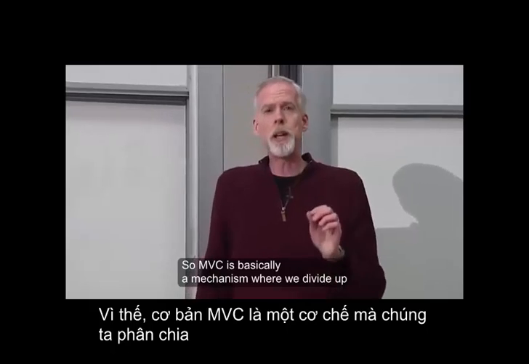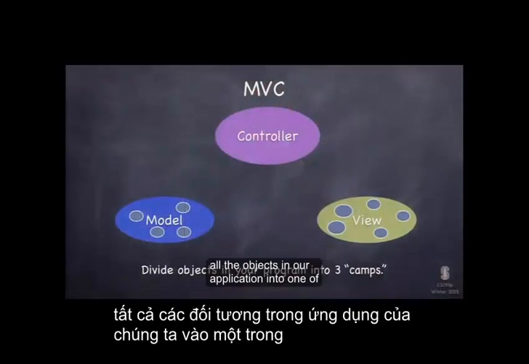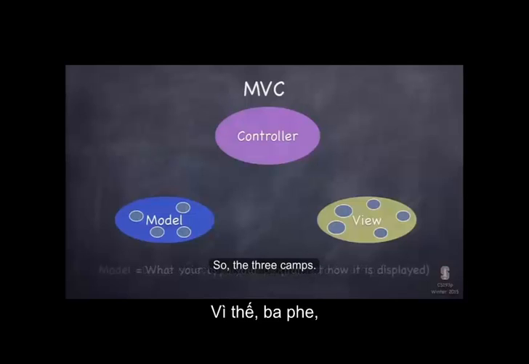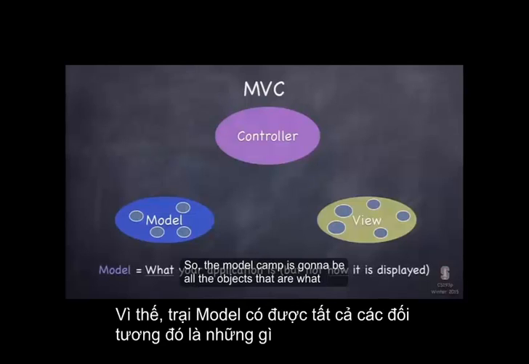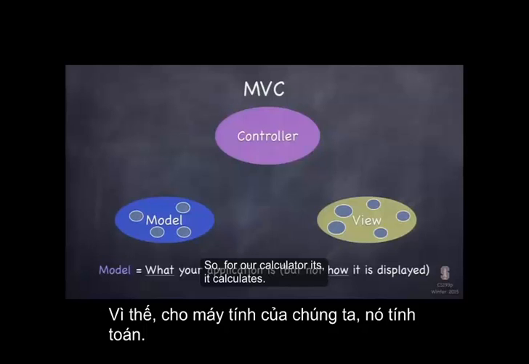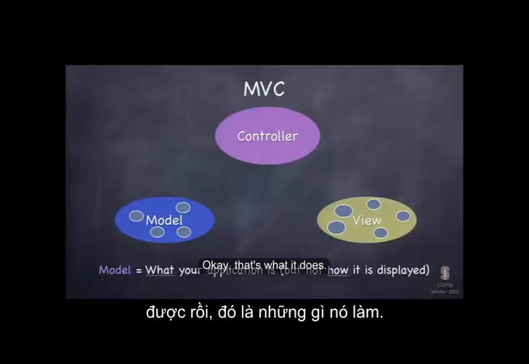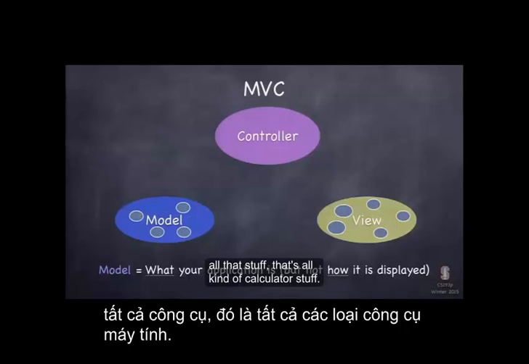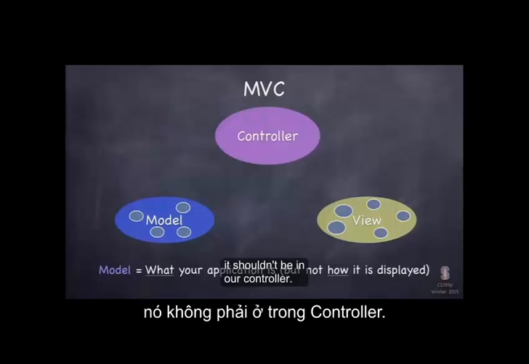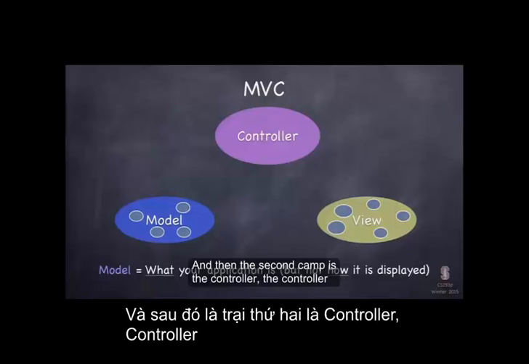So MVC is basically a mechanism where we divide up all the objects in our application into one of these three camps, okay? On the left there you see the model. The model camp is going to be all the objects that are what your application does. So for our calculator, it calculates, okay? That's what it does. All the parts where we're doing perform operation and all that stuff, that's all calculator stuff. That should be in a calculator object somewhere else. It shouldn't be in our controller, okay?